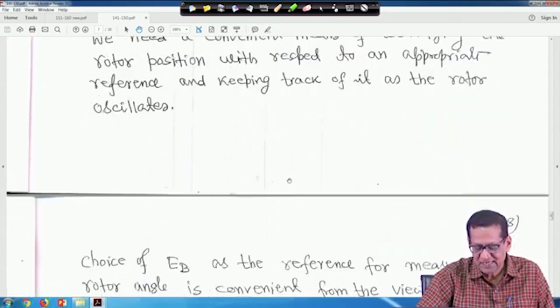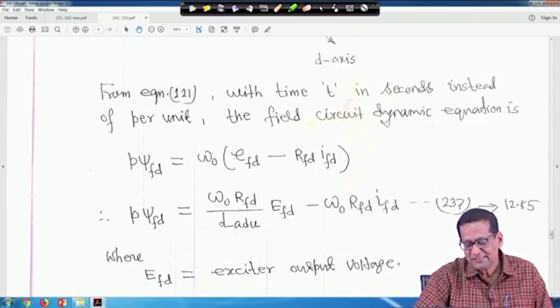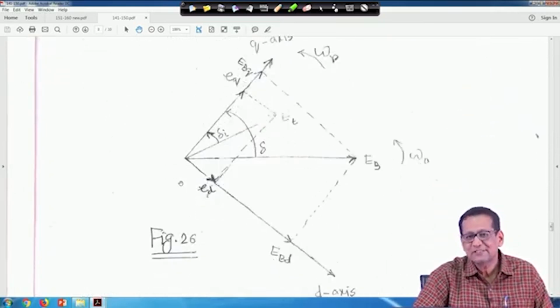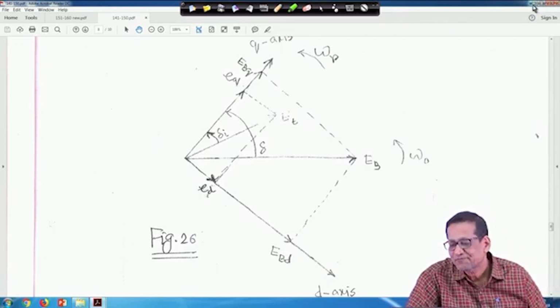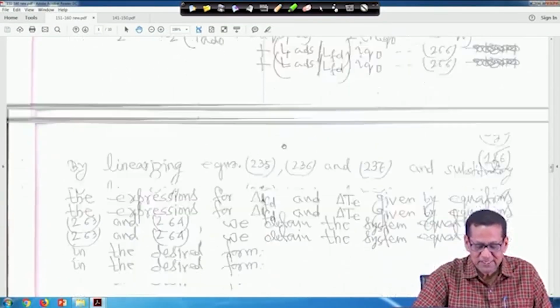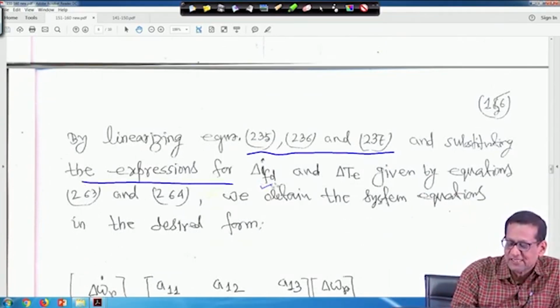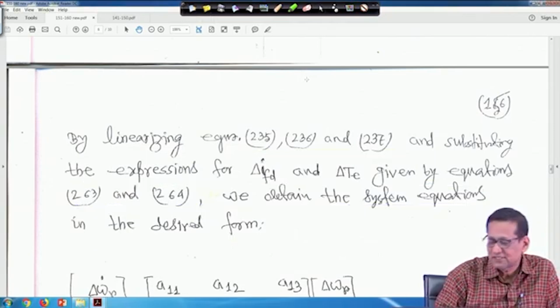And 237 you also have to linearize. This is basically P delta psi FD is equal to delta EFD minus omega 0 RFD delta IFD. All these expressions you have to put together in the differential form. I am giving the final expression because it takes a long time, but you try once. So, if we linearize equations 235, 236 and 237 and substitute the expressions for delta IFD and delta Te given by equations 263 and 264, we obtain the system equations in the desired form, that is, the derivative form.